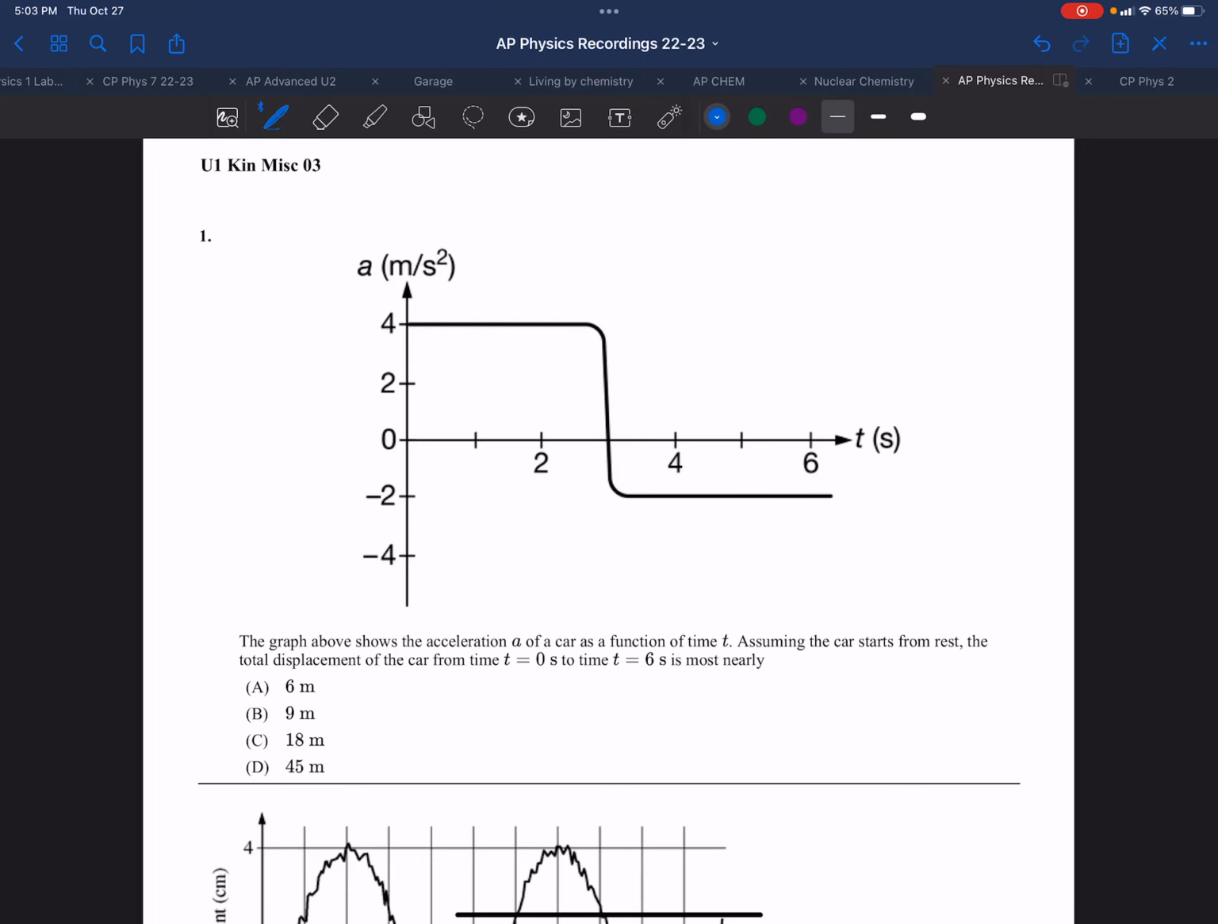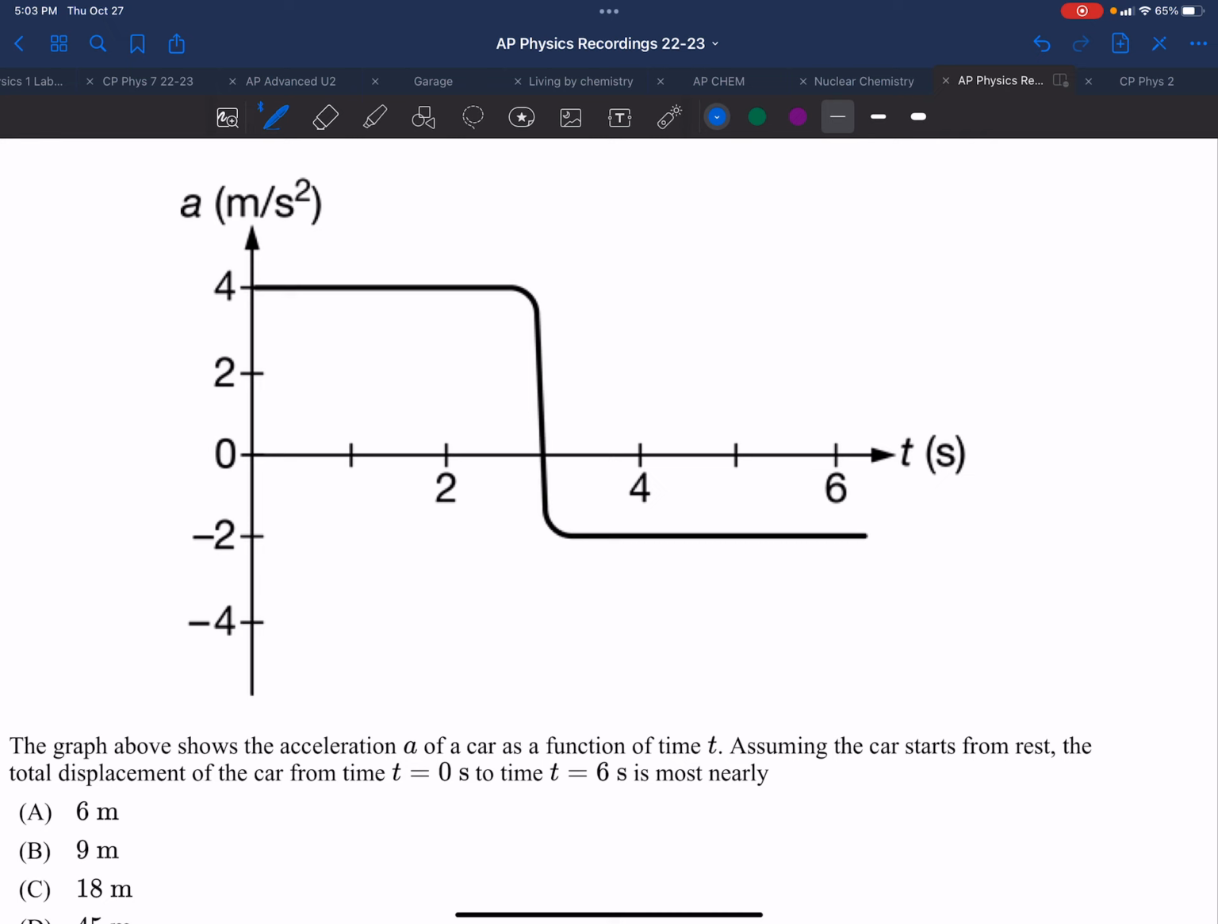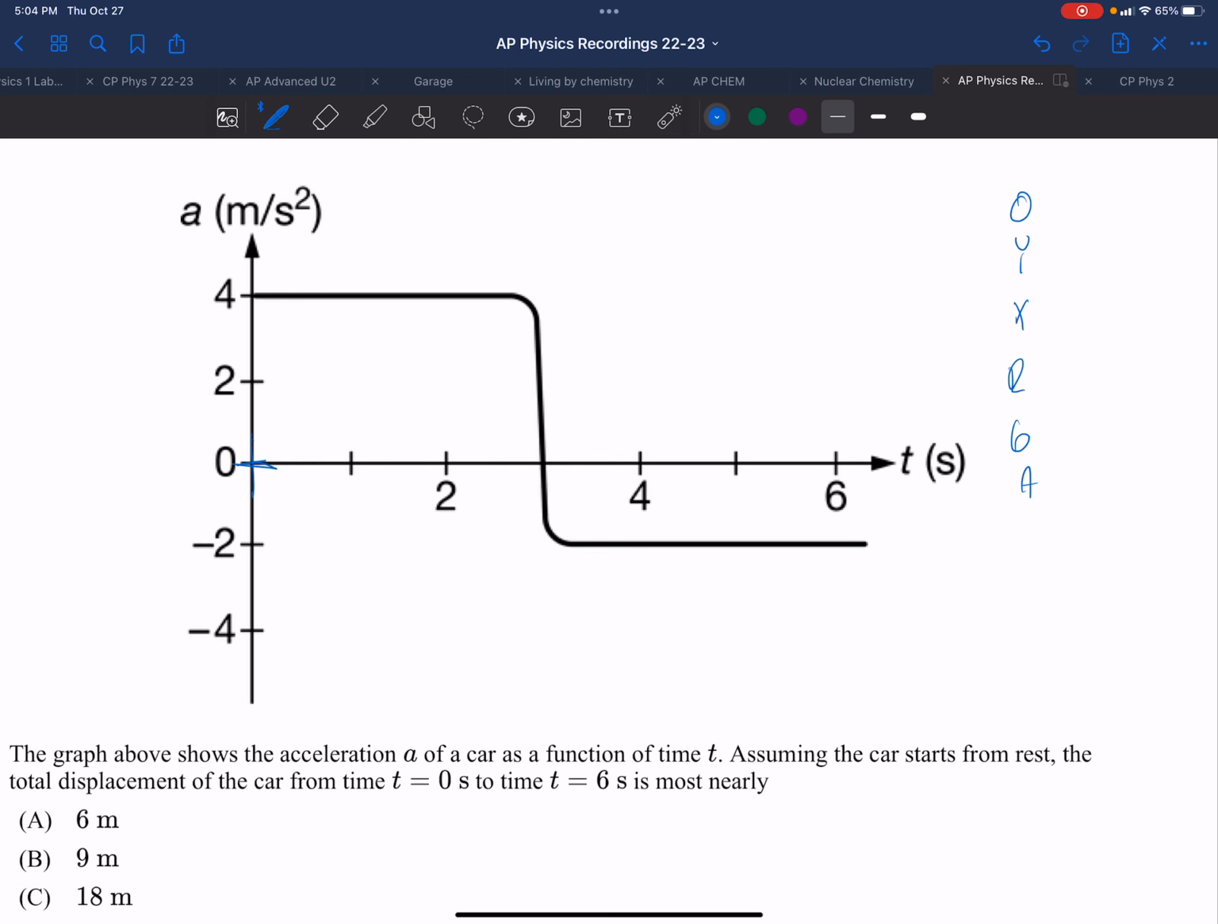So in this question, we have a graph. First thing we'll do is our usual Oizerga analysis. Our origin right here, so we're looking at quadrants 1 and 4. Y-axis, acceleration in normal units, and x-axis, time in normal units. So therefore, if the question is asking about acceleration or time, we'll simply read it off.